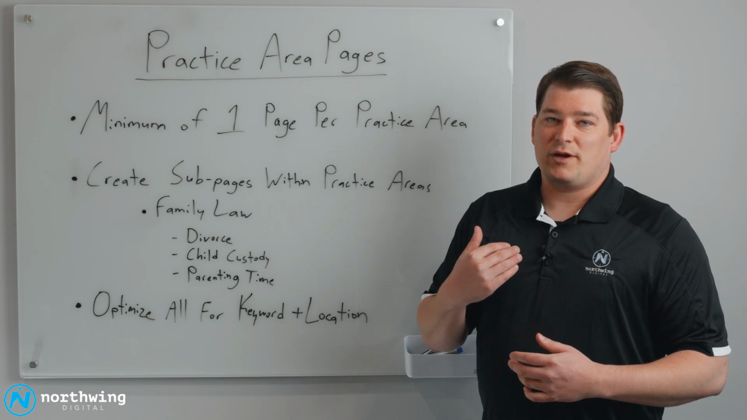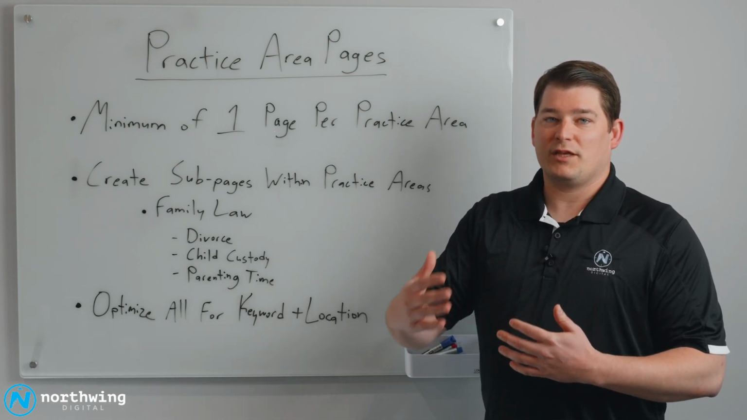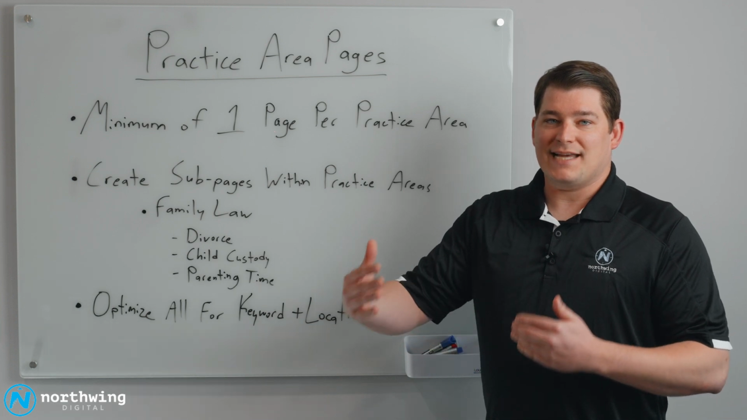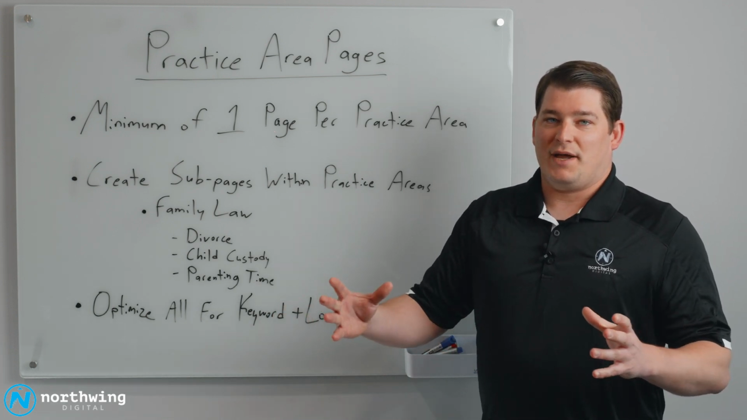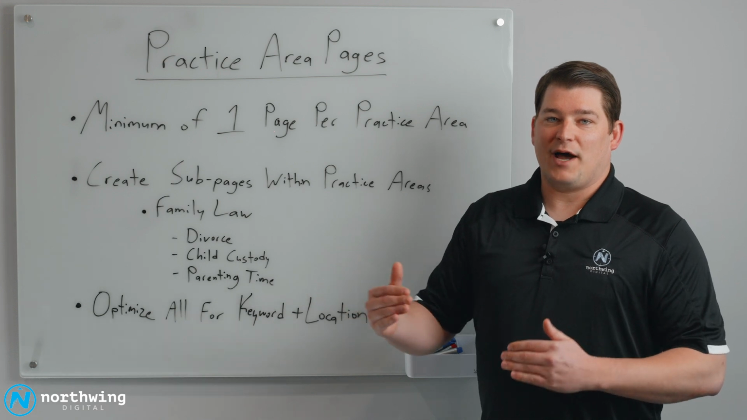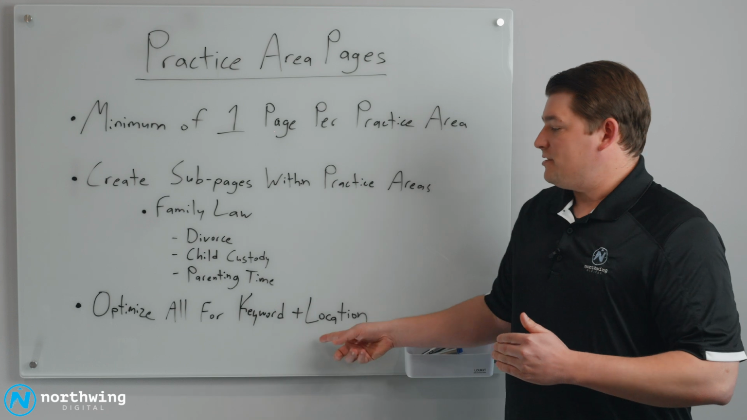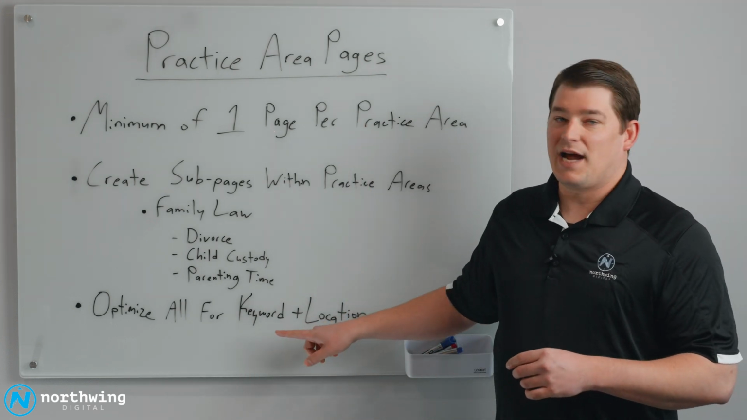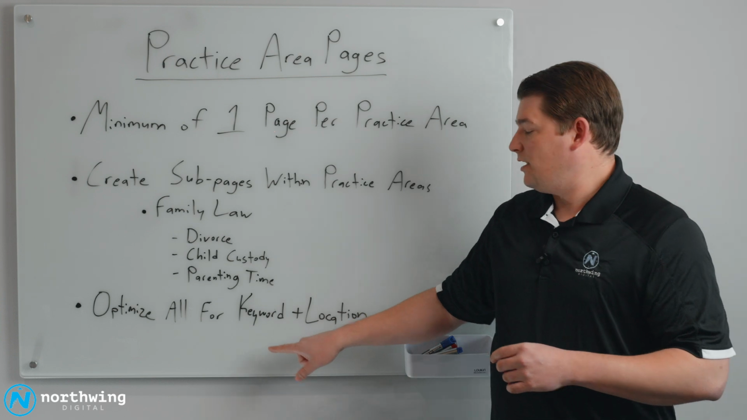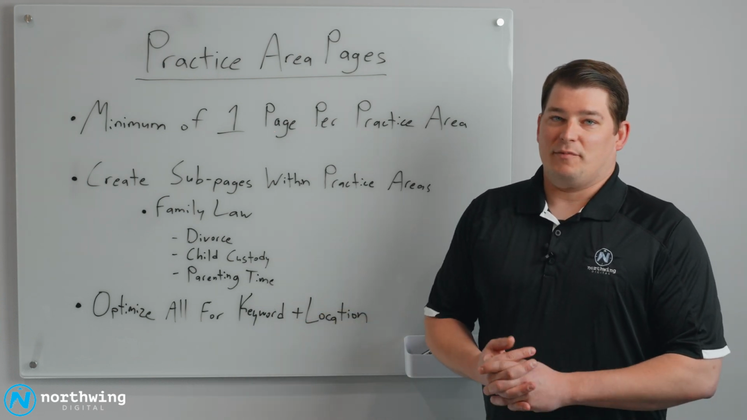That's a huge part of what we do at Northwing when we're working with a law firm, is over time, we will work with you to build out these dedicated optimized pages so you have a larger network of pages that can rank in Google around the specific topics and practice areas in which you work. And obviously the golden rule across all of these once they're complete is we want to make sure every one of them is optimized for a selection of keyword phrases and the location in which your firm operates.